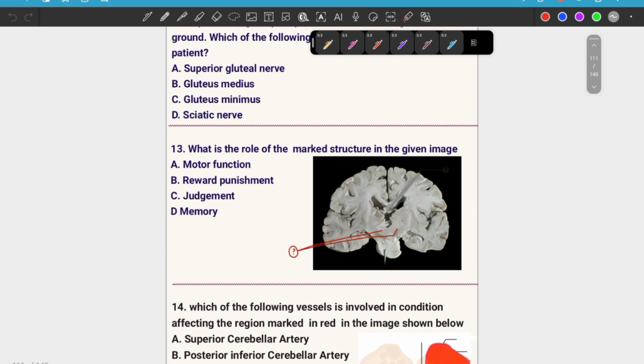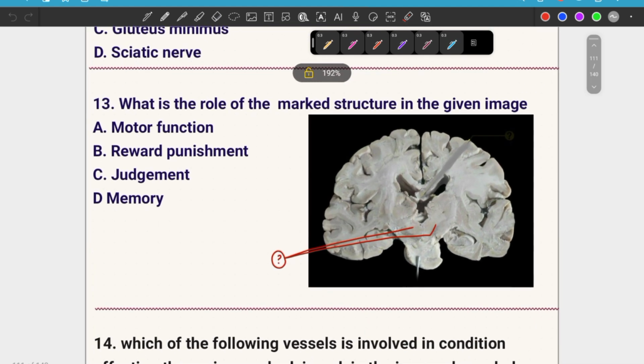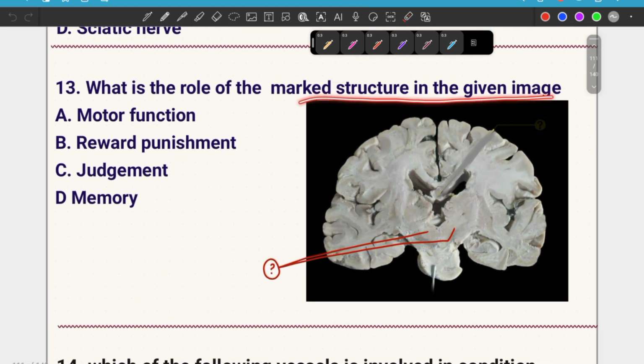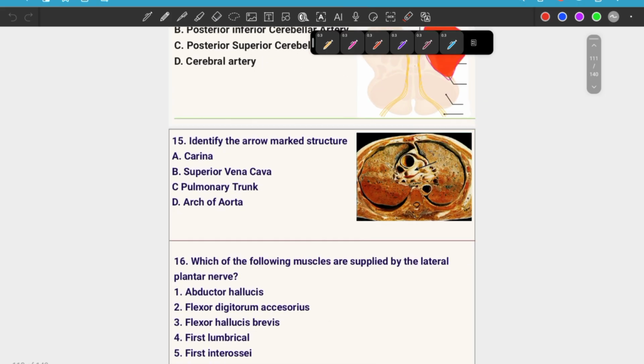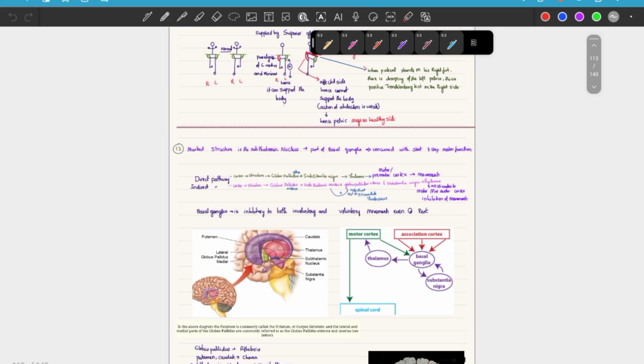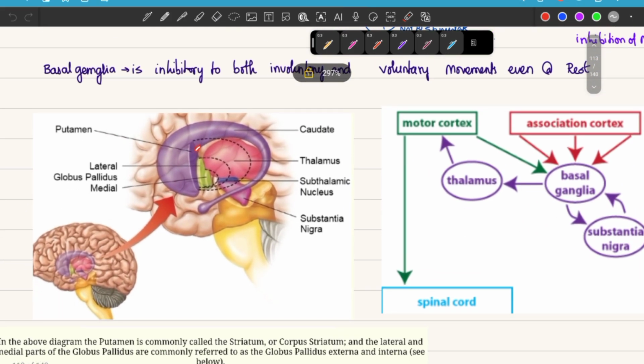13th one, what is the role of marker structure in the given image? This is the thalamus, whereas this is the subthalamus. It is for the motor function. We have discussed about the basal ganglia, if you remember.